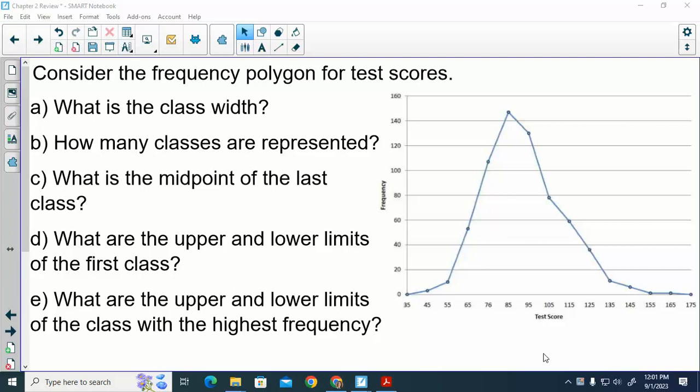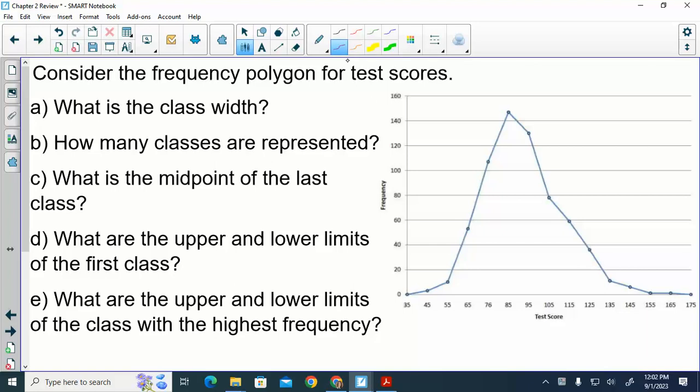Mind, take a second and stop what you're doing. We are going to look at a frequency polygon example because those are a little bit more tricky. As long as you remember a couple things about frequency polygons, it's not too bad.